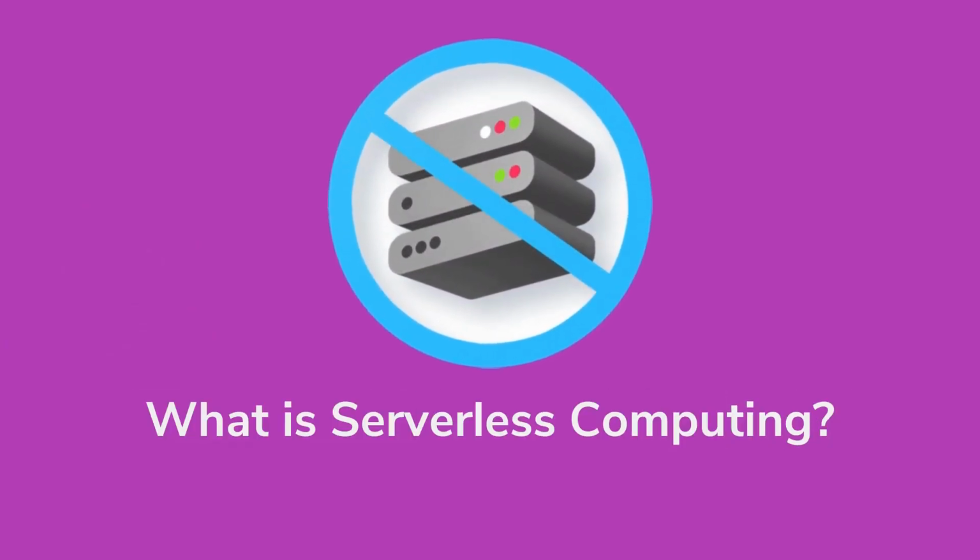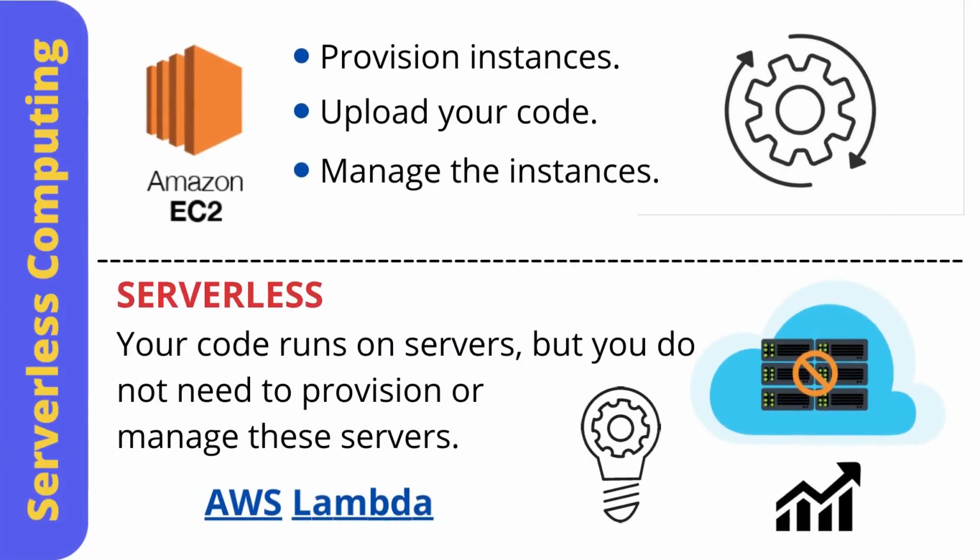First, let us talk about what is serverless computing. We have already learned about Amazon EC2, a service that lets you run virtual servers in the cloud. For running your applications in Amazon EC2, first you have to provision the instances or virtual servers. Then you have to upload your code, and then you have to continue to manage the instances while your application is running. When you are using EC2, you are responsible for patching your instances, setting up the scaling of those instances, as well as ensuring that you have created a highly available architecture.